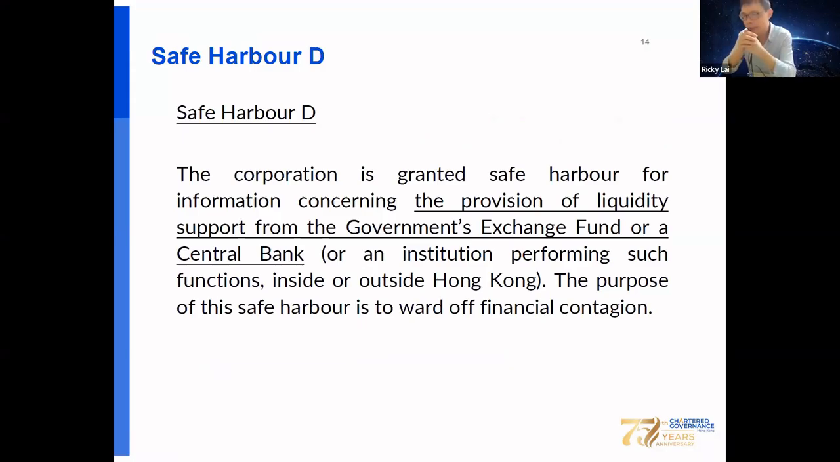Finally, for safe harbor D, this means the company is granted safe harbor for information concerning the provision of liquidity support from the government exchange fund or a central bank. And the purpose of safe harbor D is to ward off financial contagion. So in such a case, because of the provision of liquidity support, the company can enjoy exemption under safe harbor D.